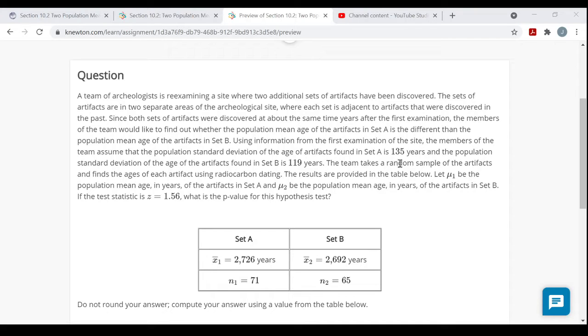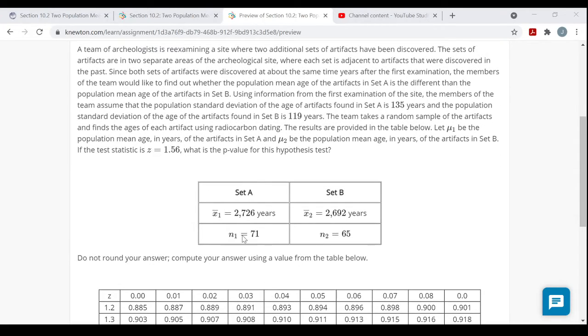The team takes a random sample of the artifacts and finds the ages of each artifact using radiocarbon dating. The results are provided in the table below. From set A of the site, they took 71 artifacts, and the average age of these 71 artifacts was 2,726 years. From set B, the other location in this site, they took 65 artifacts, and the average age of these 65 artifacts was 2,692 years.